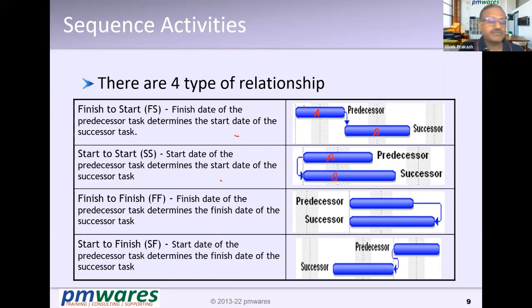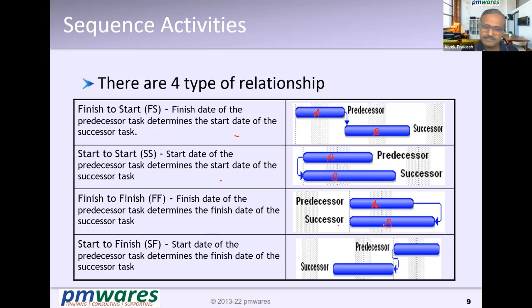Similarly, in the case of finish to finish, unless A finishes, B does not finish. So on this start to start, can A start even if B has not started? Yes, unless A starts, B cannot start. But A can start even if B has not started. A does not have any dependency; B is dependent. A may be dependent on something else, but that's not mentioned here. In this case, A is independent.